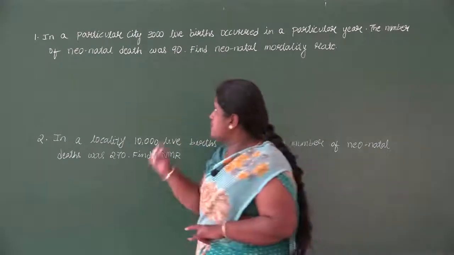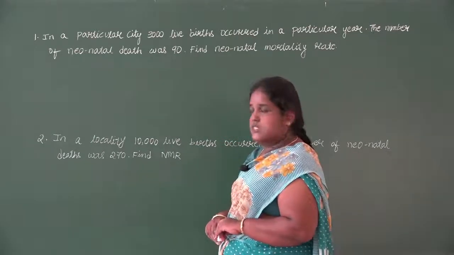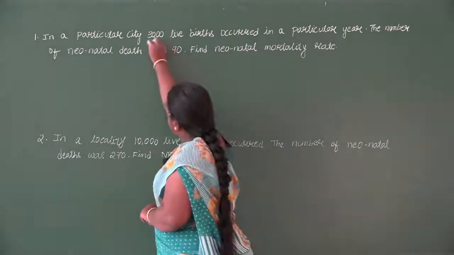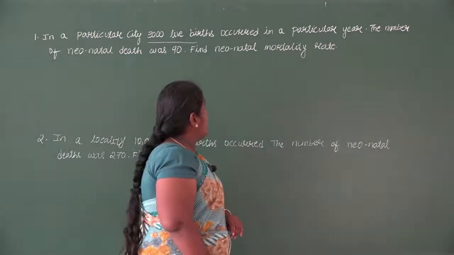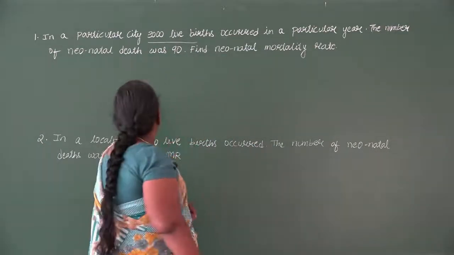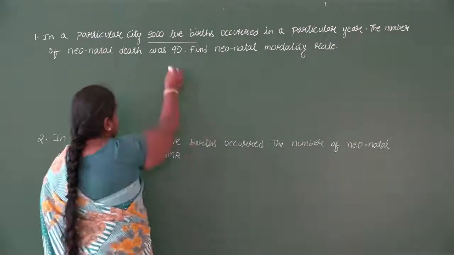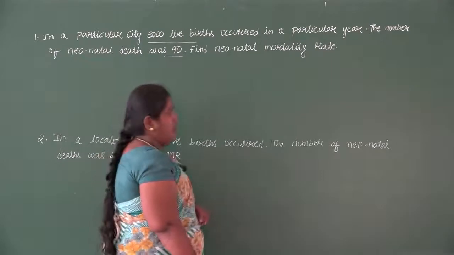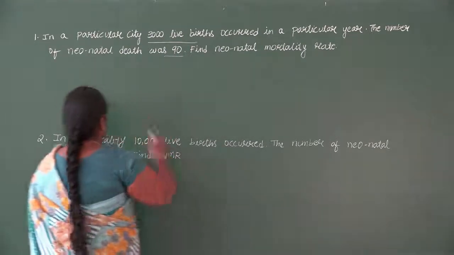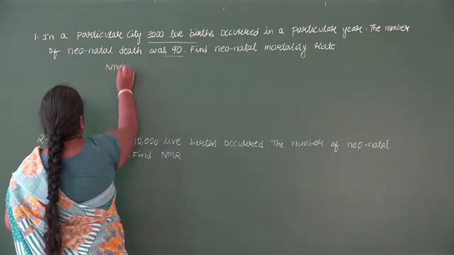So the first question is, in a particular city 3000 live births occurred. So what is the live birth value? It is 3000. So 3000 live births occurred in a particular year. The number of neonatal deaths was 90. So the deaths of neonatal babies are 90. Find the neonatal mortality rate. So the first step is, we'll write the NMR formula.